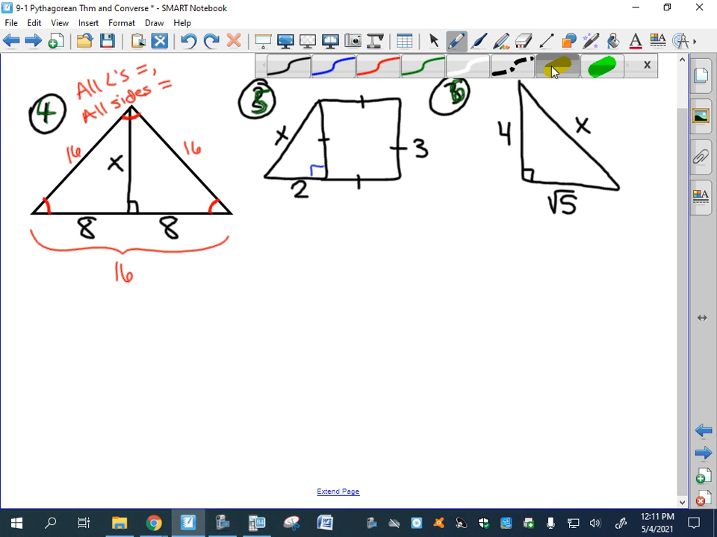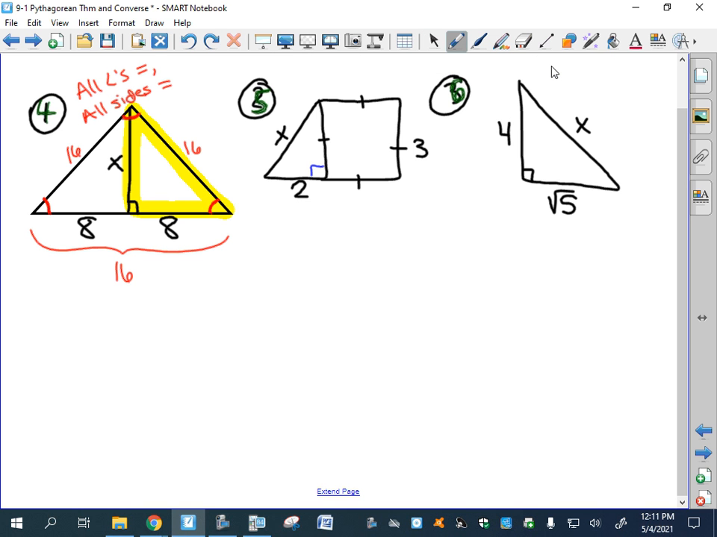Now we can focus on one of these right triangles. I'm just going to pick the one here to the right. Right triangles to the right. And then we can use our Pythagorean theorem to solve. So what is A? X squared plus 8 squared equals 16 squared. So using this as A, B, and C.